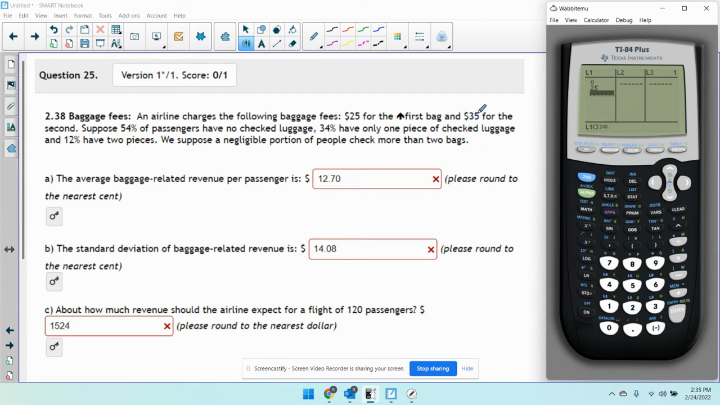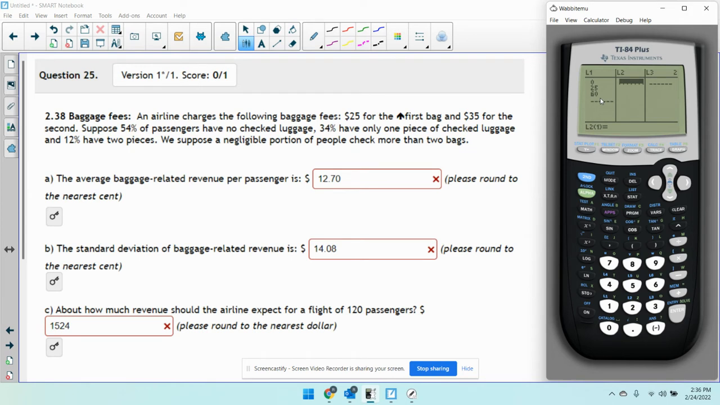If they pay $35, this is not really obvious from the wording of the question, but they're paying $35 for the second bag on top of the $25 for the first bag. So the people that are checking two bags are really paying $60. That might be where the confusion lies. It's a little misleading here. It looks like they're paying 35 for both bags, but it's 25 for the first and then 35 for the second. So they're paying 60 for both bags.